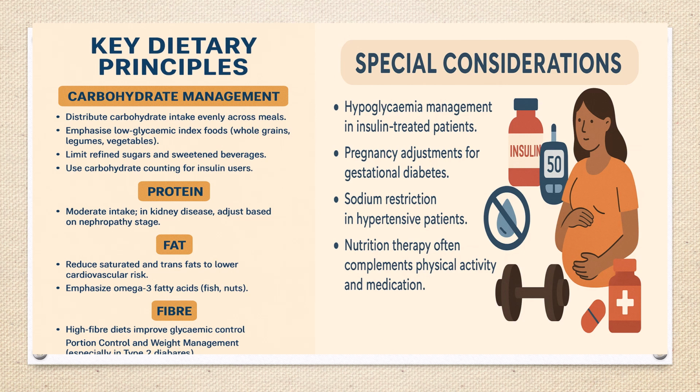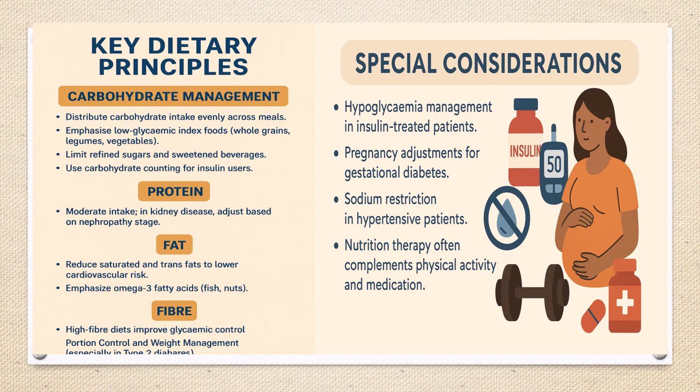For protein, we will encourage moderate intake, except for patients with kidney disease, which we will need to adjust based on the nephropathy stage. For fat, we will reduce saturated and trans fat to lower cardiovascular risk, and for fiber, we will increase consumption in order to improve glycemic control. Oftentimes, intake of high fiber has been seen to delay the emptying of the stomach, and this can really help in improving the glycemic control of our patients.